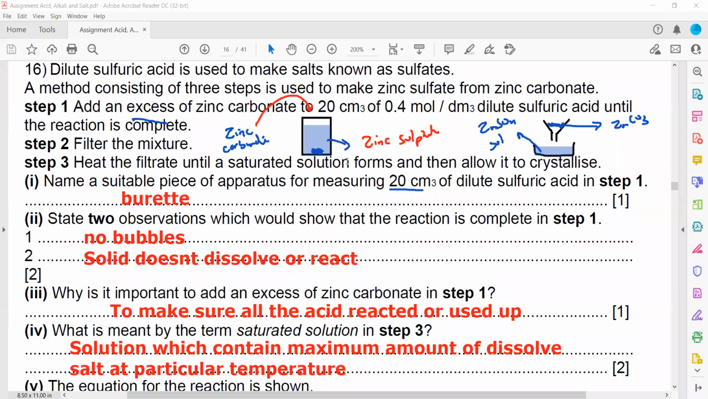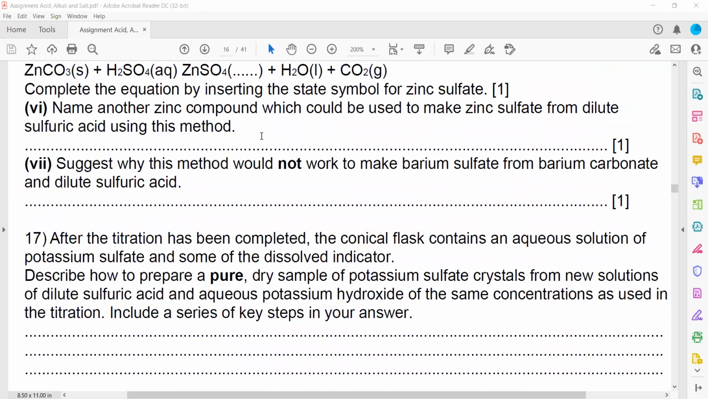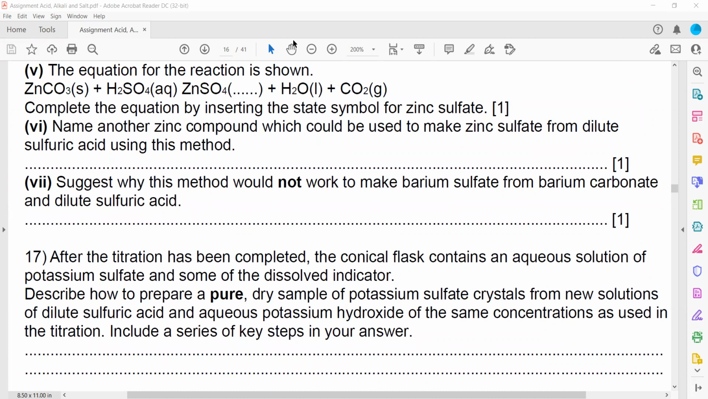Then we have to write an equation. As we know, for zinc carbonate this equation is there. We just have to complete the state symbols in brackets, because the zinc sulfate is in solution, so we write aqueous. Name another zinc compound which could be used to make zinc sulfate. Here we are using zinc carbonate, so what else can be used? We can also use zinc oxide, or we can also use zinc hydroxide, because metal oxide, metal hydroxide, or metal carbonate, they all give salt.